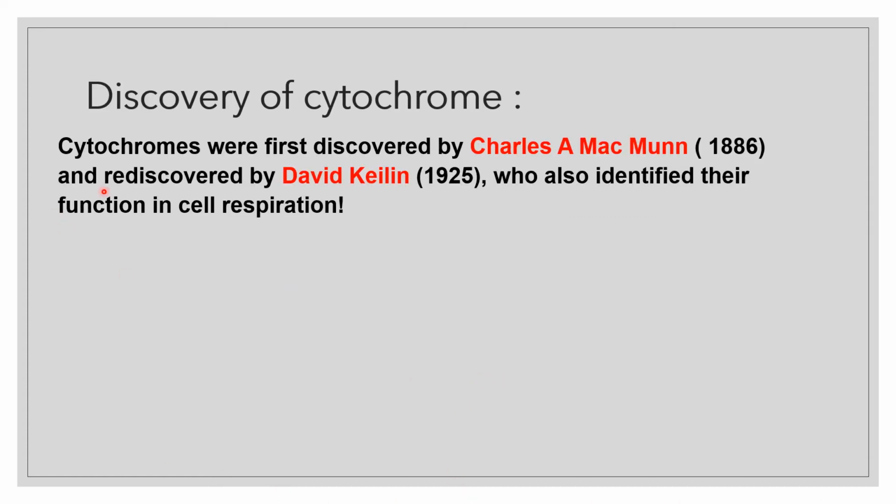So let us see the discovery of the cytochrome. Cytochromes were first discovered by Charles A. MacMunn in the year 1886, and were rediscovered by David Keilin in the year 1925, who also identified their function in cell respiration.